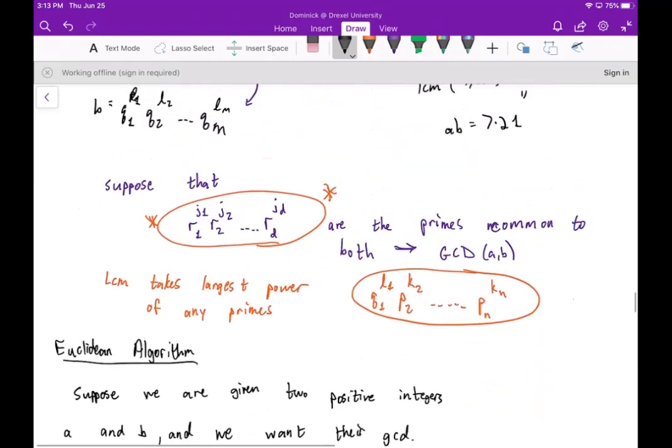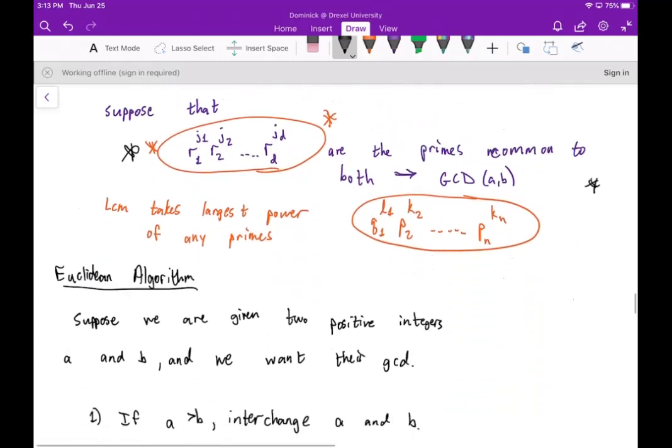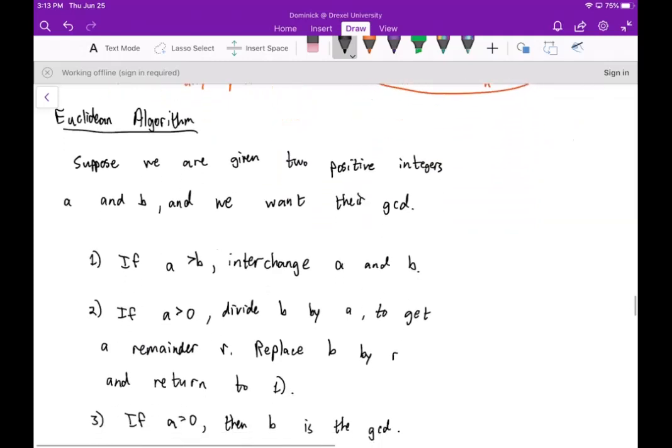It's sort of hard to explain this idea without it getting too messy, so maybe it's better to just do a couple of examples and see it that way. But anyway, we can finally talk about the Euclidean algorithm.